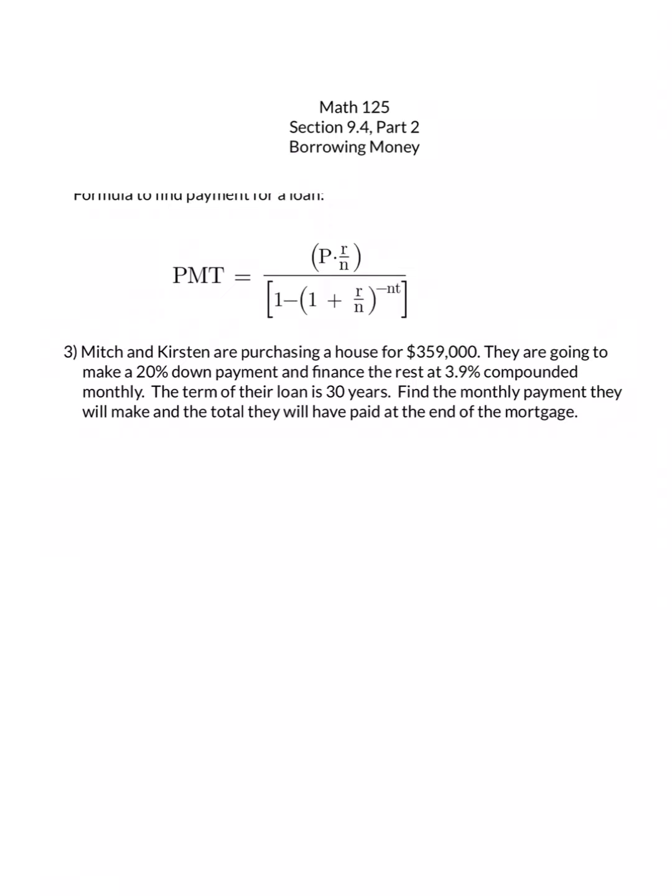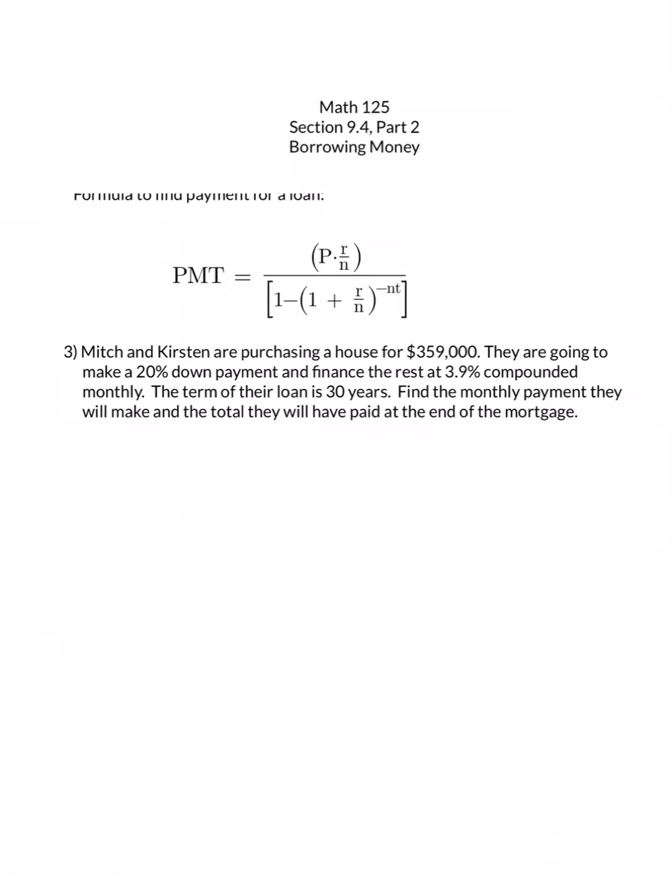Our problem says Mitch and Kirsten are purchasing a house for $359,000. Think about that for a second. That's a nice house, especially in central Indiana. It is certainly not a mansion. They are going to make a 20% down payment and finance the rest at 3.9% compounded monthly. The term of their loan is 30 years. Find the monthly payment they will make and the total they will have paid at the end of the mortgage.